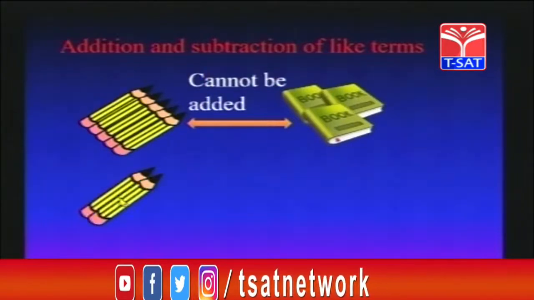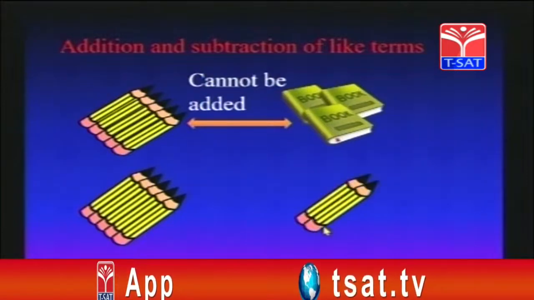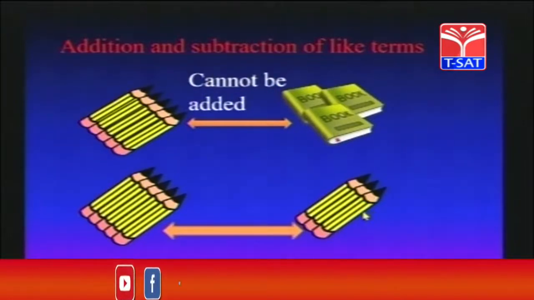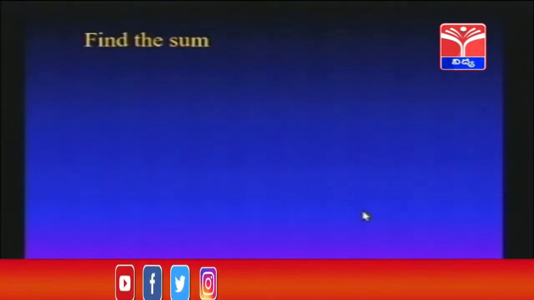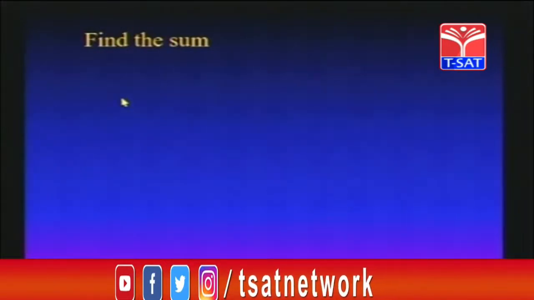Similarly, we will consider 5 pencils and here 3 more pencils. Now, can you add them? Since these two are the same kind of objects, they can be added. So, what can you say? The like terms can be added or subtracted.